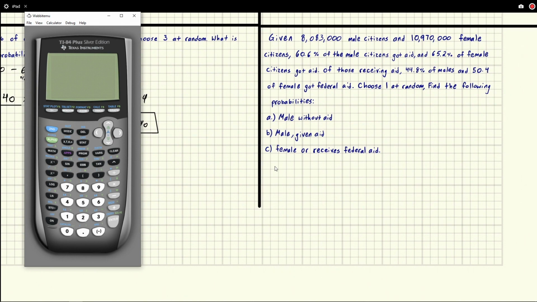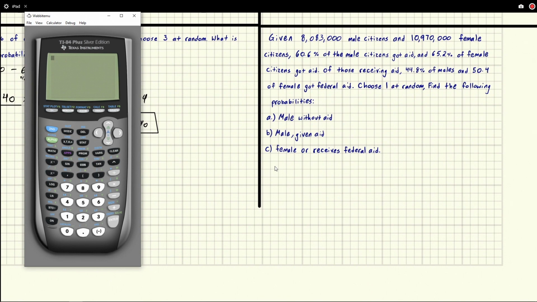So this one is quite a doozy. We've got percentages and numbers. The numbers are not nice looking at all. So let's go ahead and dive right in. So A, male without aid. B, male given aid. And C, female or receives federal aid.